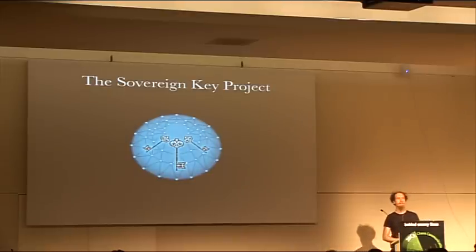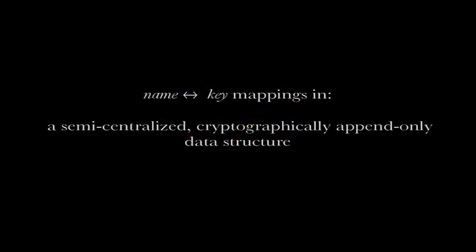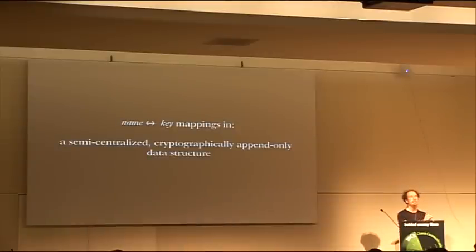So those are the requirements, and here is a design that perhaps gets close to meeting some of them. The one-level statement of the idea is, let's have a named key mapping. Let's put it in a semi-centralized, cryptographically append-only data structure. So you can write to this data structure, but you can't change what's in it already, and that's enforced by some crypto.